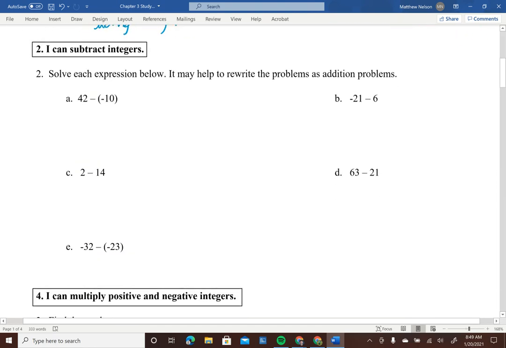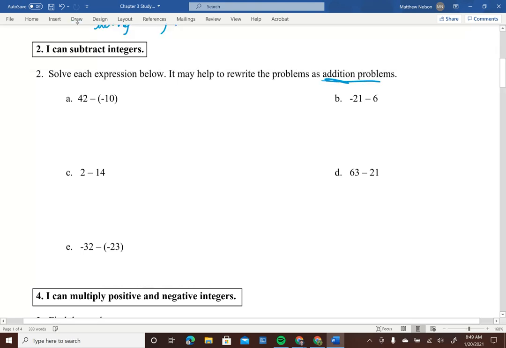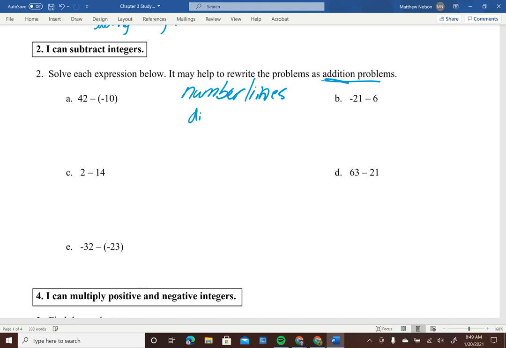And we're looking at problem 2. I can subtract integers. So here we're going to use some methods. We might want to rewrite them as addition problems. And then we also could use number lines. And we could also use diagrams with tiles. Or we could use the methods we learned about. So let's go ahead and look at A.